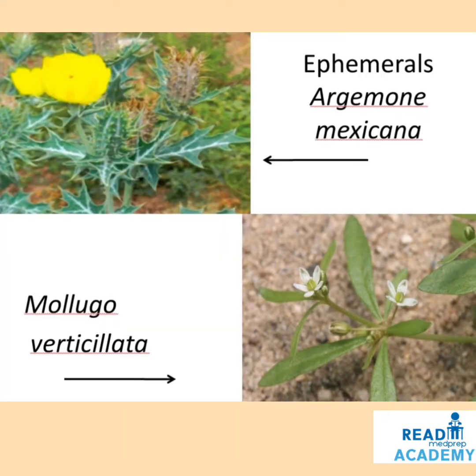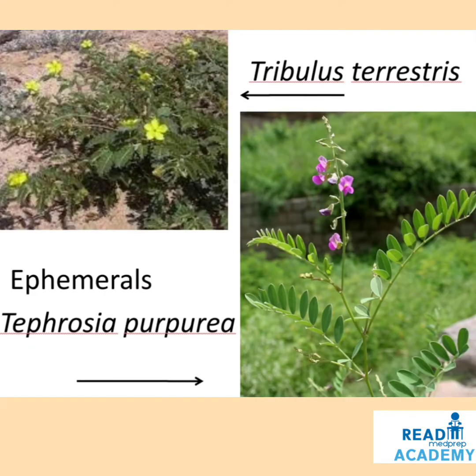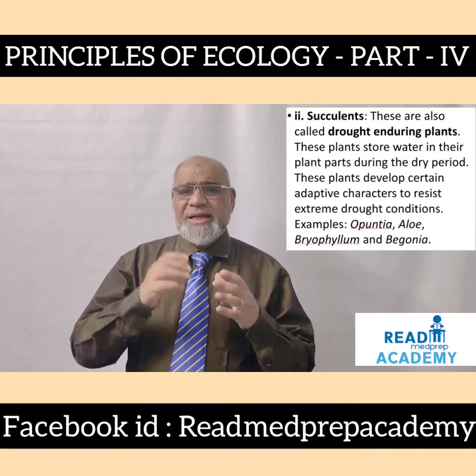Here in this image, in the above, you can see the ephemerals like Argemone mexicana. In the image below, it is Mollugo verticillata. In this slide, the above image, you can see Tribulus terrestris, and in the lower image you can see Tephrosia purpurea. Now, what are succulents?